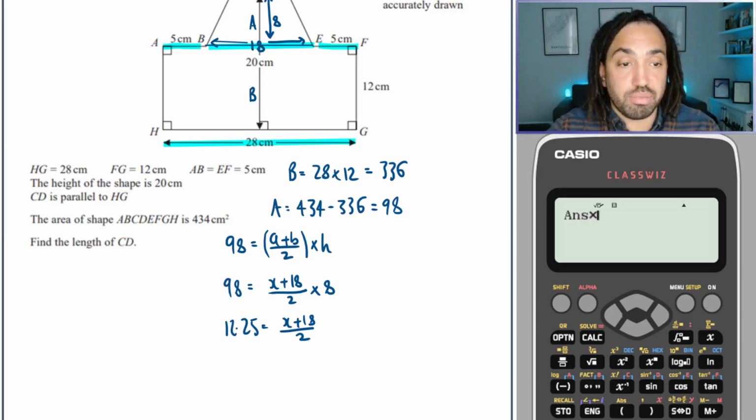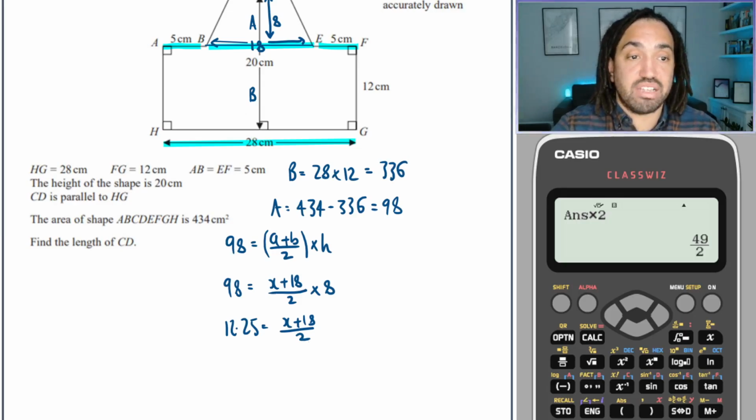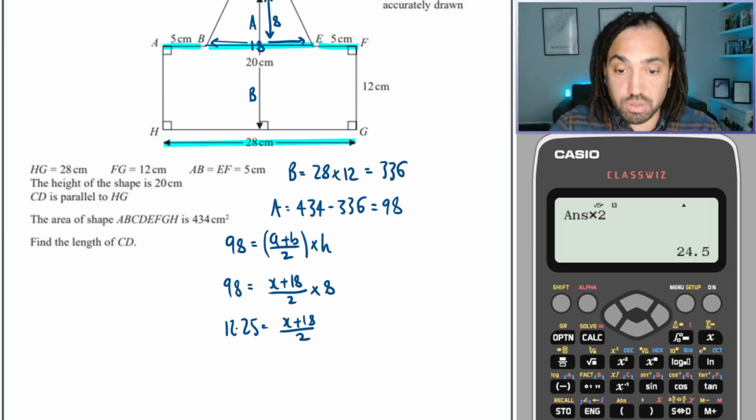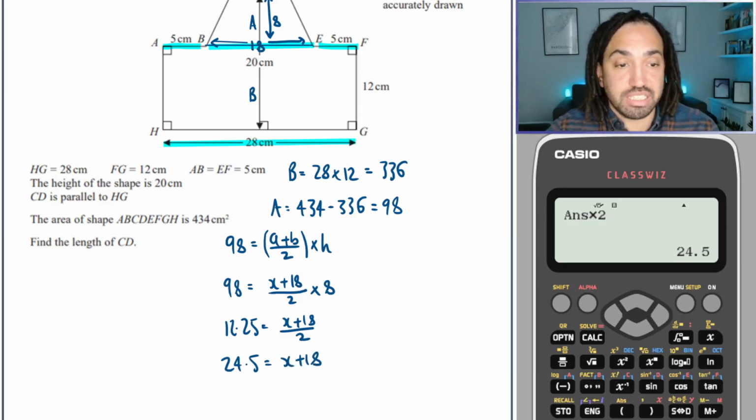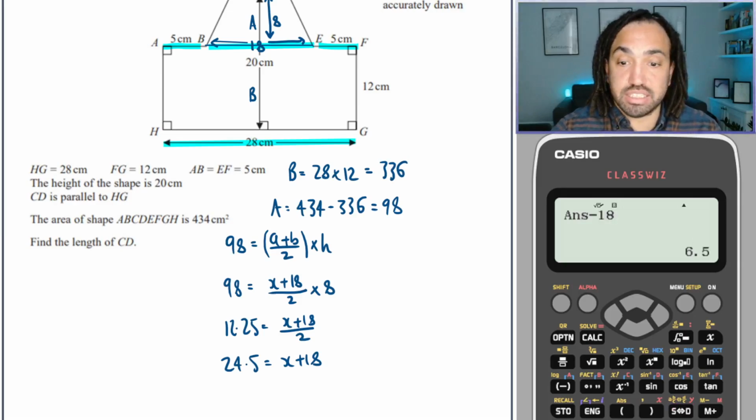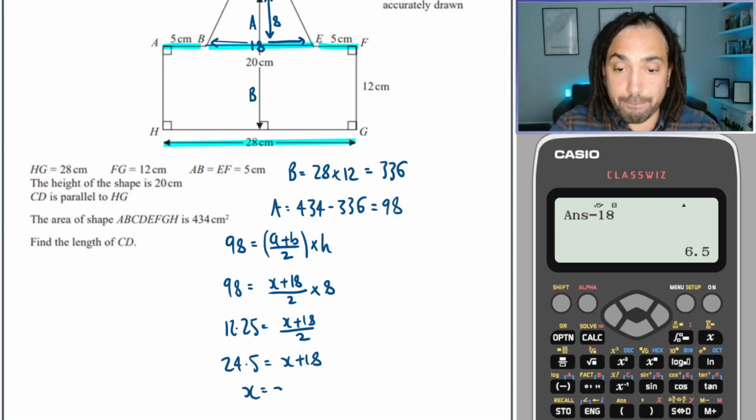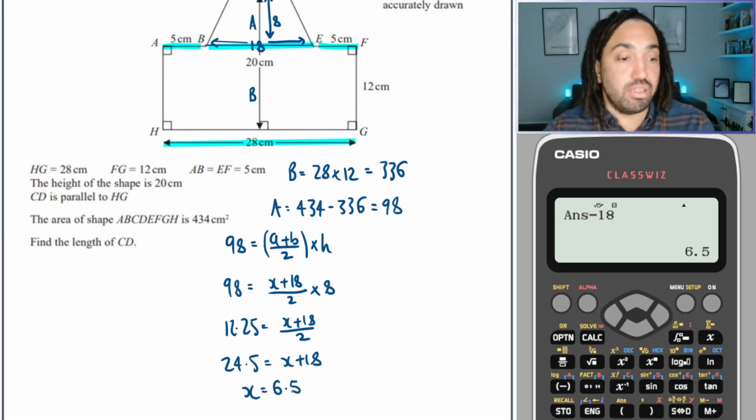I can then times it by 2, and that gives me 24.5, and that's now equal to x plus 18. And then I can subtract 18, and we've just solved that equation and found that x is 6.5. Beautiful.